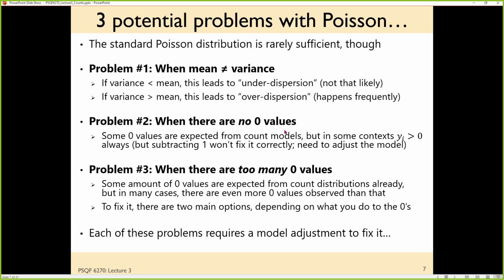Another problem, which is not really a problem, but it means you need to switch to a different distribution, is if there are no zero values. So for instance, if I'm looking at number of days in a hospital stay, and I get my data from a hospital, the only way that somebody gets in that data set is if they went to the hospital and they were there for 1 day. So no one in my data set is going to have a 0-day hospital stay by definition.